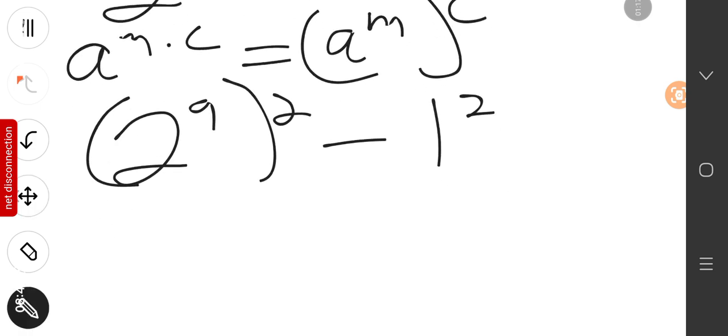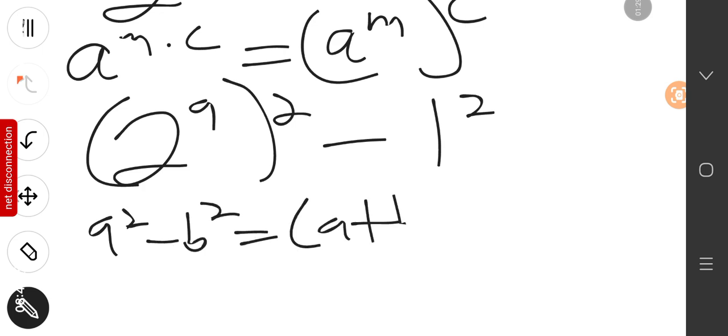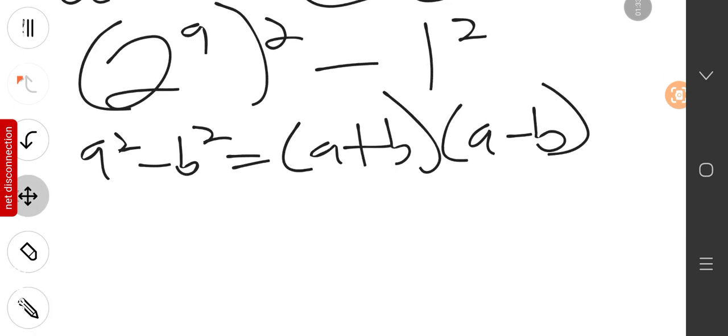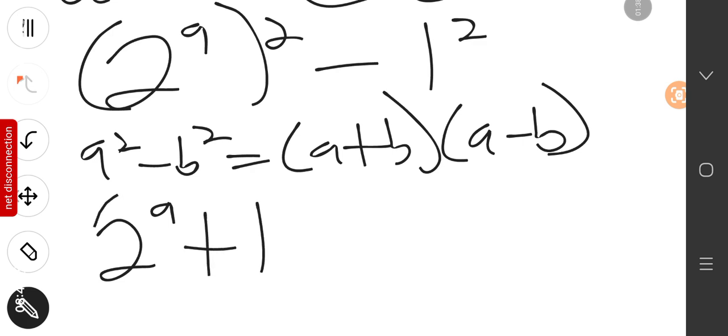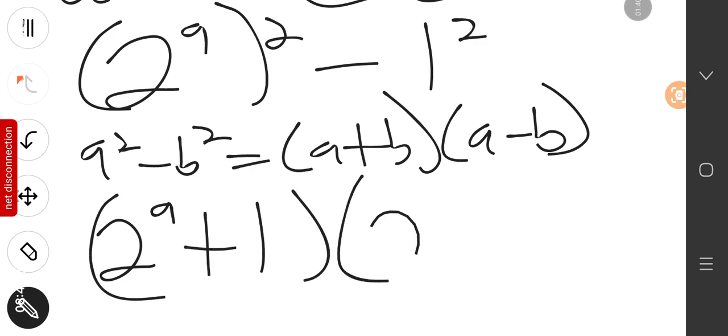All right, so this obeys the difference of two squares. So let's apply the difference of two squares concept. a squared minus b squared should always give us a plus b multiplying a minus b. All right, so our equation becomes 2 exponent 9 plus 1, and then here we have 2 exponent 9 minus 1.